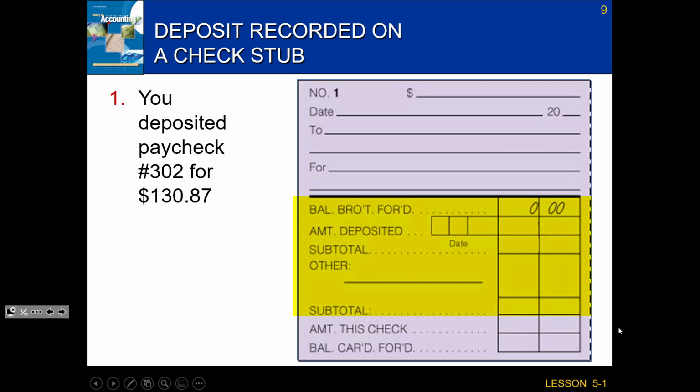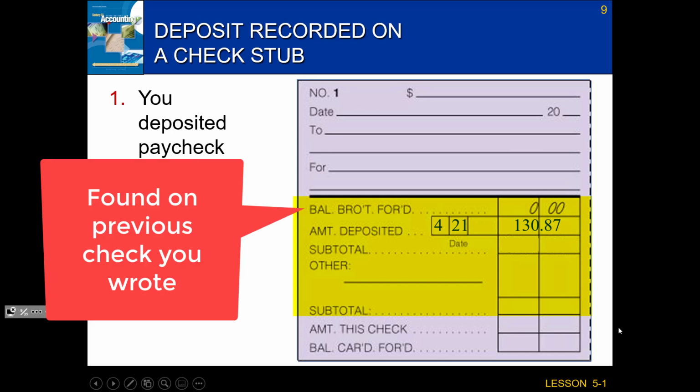So I'll start the same way with my date, and notice that's just the month and the day of the month on there. So 4/21. And then I'm going to write down the amount I deposited right next to it. So I deposited $130.87. I'm still going to do a subtotal. In this case, you'll see there's this line balance brought forward. That's going to be something that you record when you have been writing checks. So that will already be there.